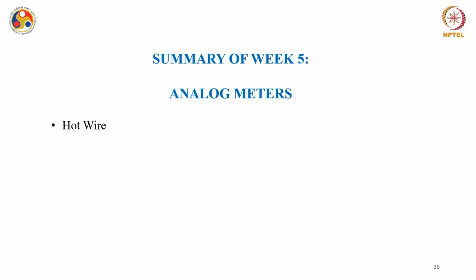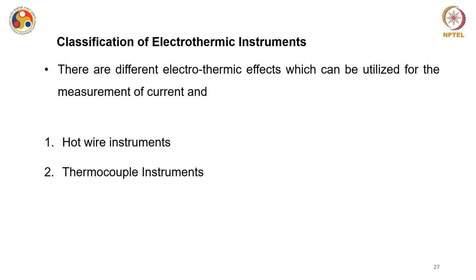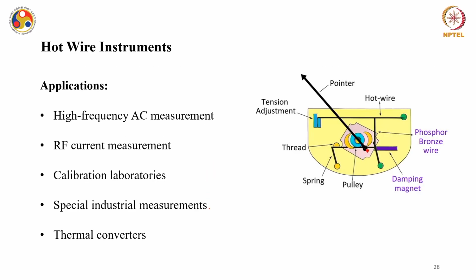It also suffers from poor damping. In week 5, we discussed hot wire instruments, and we also talked about other varieties of instruments, that is thermocouple based instruments. We also talked about induction, electrostatic and rectifier kinds of instruments subsequently. We first classified the electrothermic instruments, found that there are different kinds of them, and out of those we discussed hot wire and thermocouple instruments in detail, including their construction.